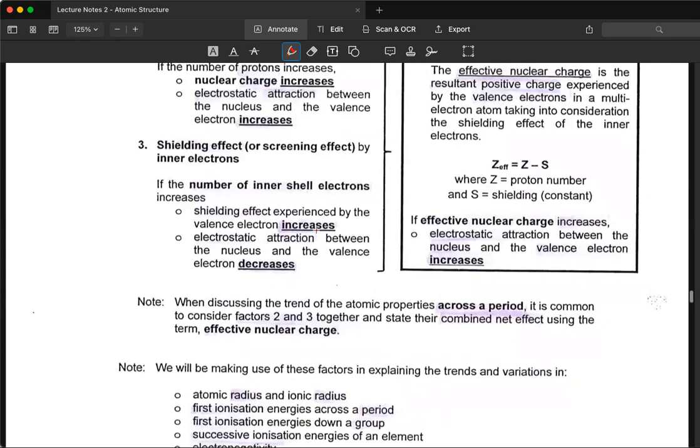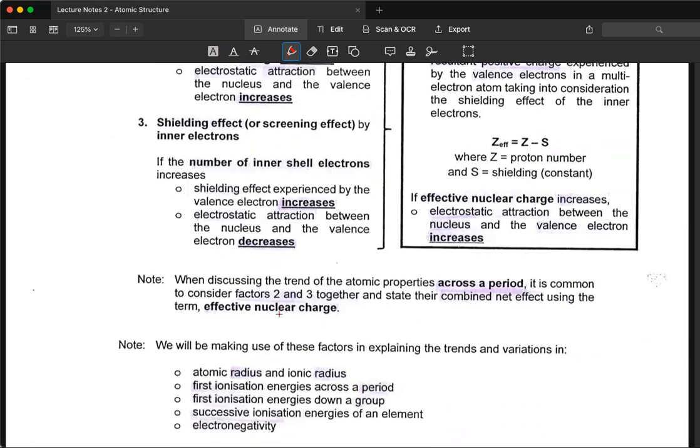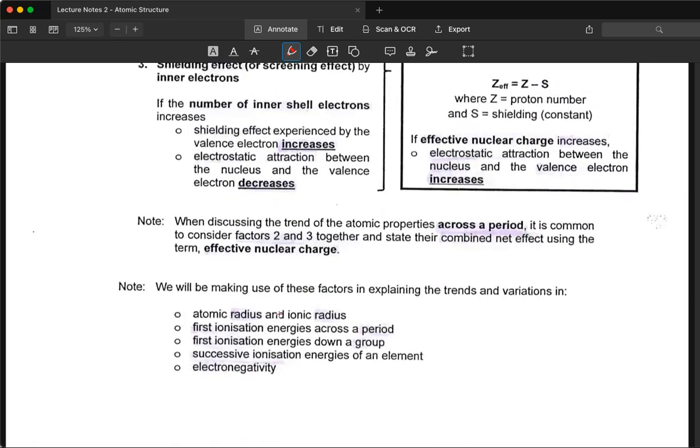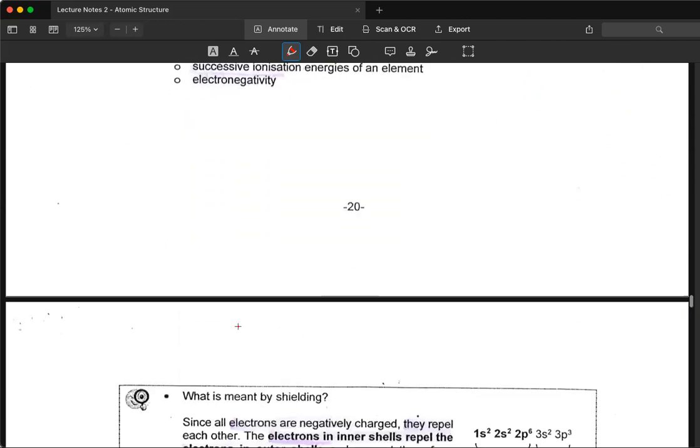When discussing the trend of atomic properties across a period, it is common to consider factors 2 and 3 together and state their combined net effect. So we normally use effective nuclear charge when we describe or explain the trend of atomic properties across the period. And in the subsequent chapters, we will be making use of these factors to explain the trends in variations in, number one, atomic radius and ionic radius, first ionization energy, known as IE, across a period, first IE down a group, successive IE of an element, and electronegativity.